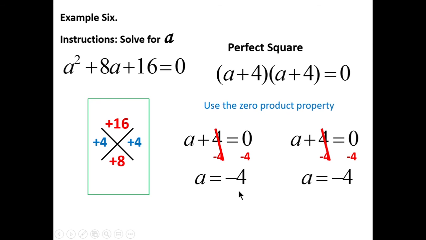So in this case, there really is only one solution to this equation, not two, because in both cases, it's the same solution. It's A is minus 4, or A is also minus 4.